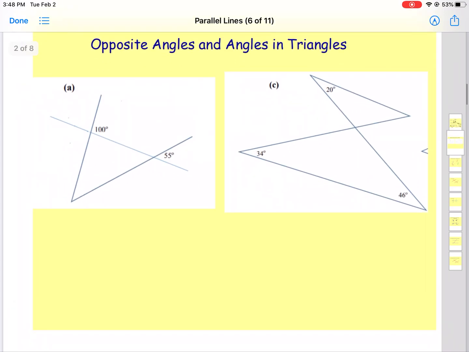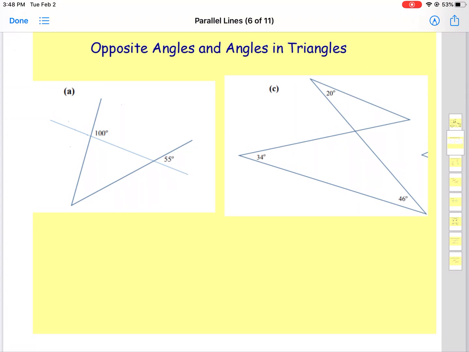Okay, so today before we go on to angles and parallel lines, I want a quick recap, first of all, of angles that are opposite one another. So that gives us diagrams that make a little X shape. And what we know is if the angles are opposite one another, so across from one another in this X shape, then they are the same size.